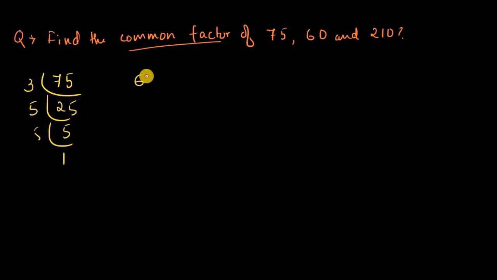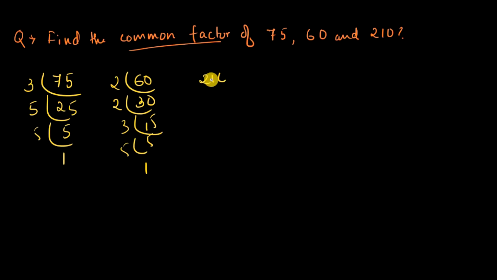What about 60? It's divisible by 2, 30, 2, 15, 3, 5, 5, 1. So the factors of 60 are 1, 2, 3, 5, and 60.